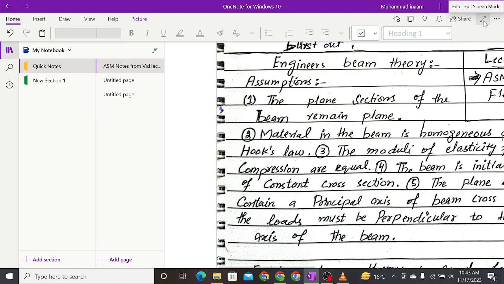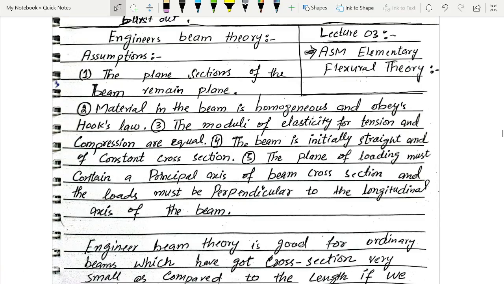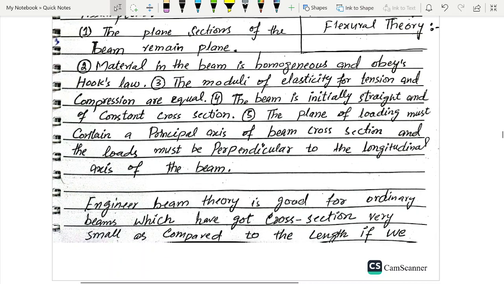Subject: Advanced Structural Mechanics, and the topic is Engineer Beam Theory. The assumptions are: the plane sections of the beam remain plane. The material in the beam is homogeneous and obeys Hooke's law. The modulus of elasticity for tension and compression are equal. The beam is initially straight and of constant cross-section.